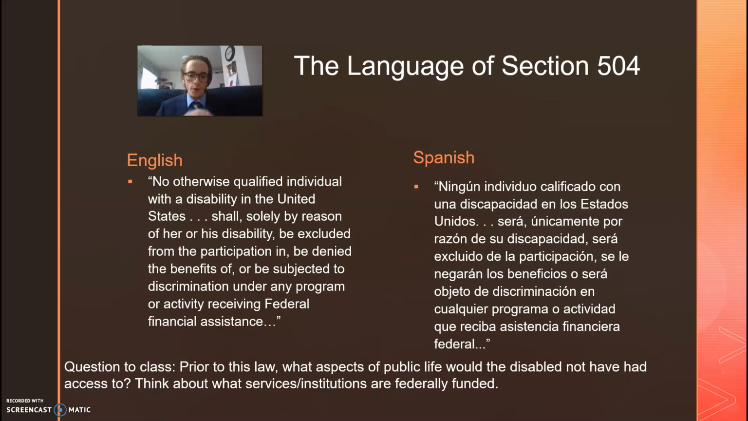So at the very bottom, once we get through this little section, I would ask my class, prior to this law, what aspects of public life would the disabled not have had access to? Think about what services and institutions are federally funded. This is a brainstorming activity for students to try and think about all of these federal institutions and federal services that would not have been obligated to serve the disabled community prior to 1977.